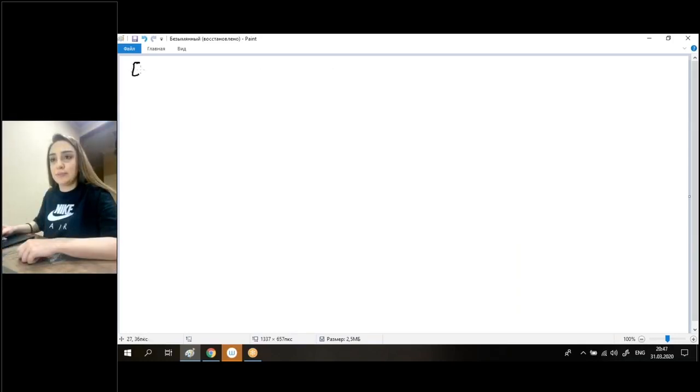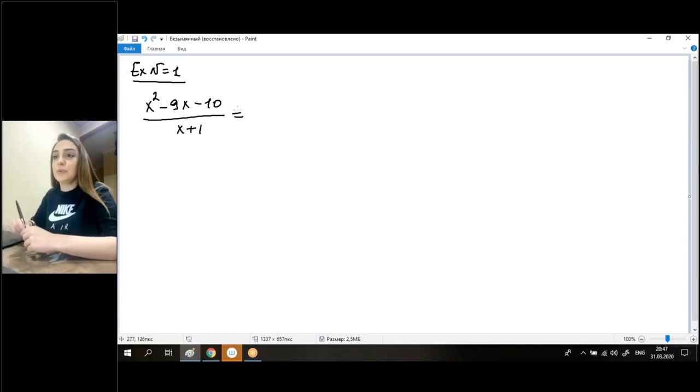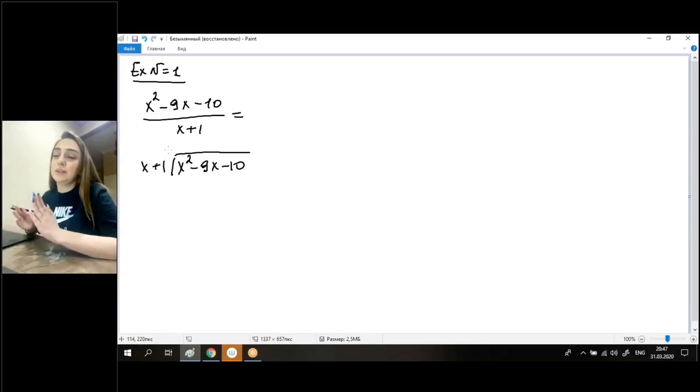Let's start with an example. Example number 1. x squared minus 9x minus 10 divided by x plus 1. I see that both conditions are satisfied. That's why I can easily divide it. I must get rid of the left side of my polynomial. In this case, the left side of my polynomial is x squared. By what must I multiply x to get x squared? By x. That's why I write here x.